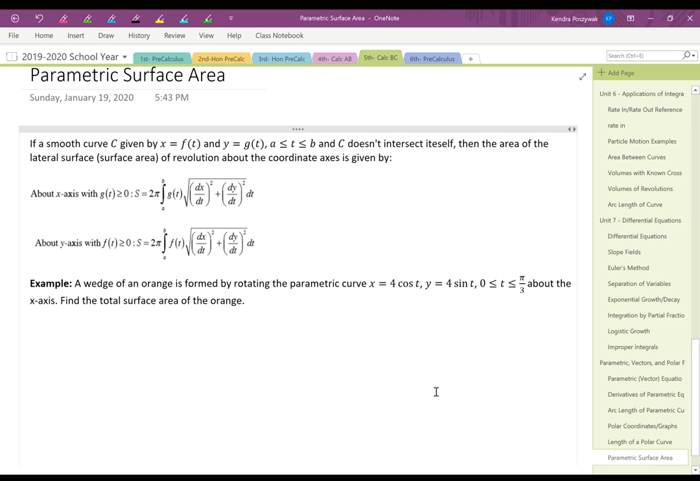So for revolving around the x-axis, we've got that s equals 2 pi times the integral from a to b of g of t times the square root of (dx/dt) squared plus (dy/dt) squared dt. And then about the y-axis, the only thing that changes is instead of g of t, it's going to be f of t. And for both of these, that function, either x or y, does have to be positive or 0.